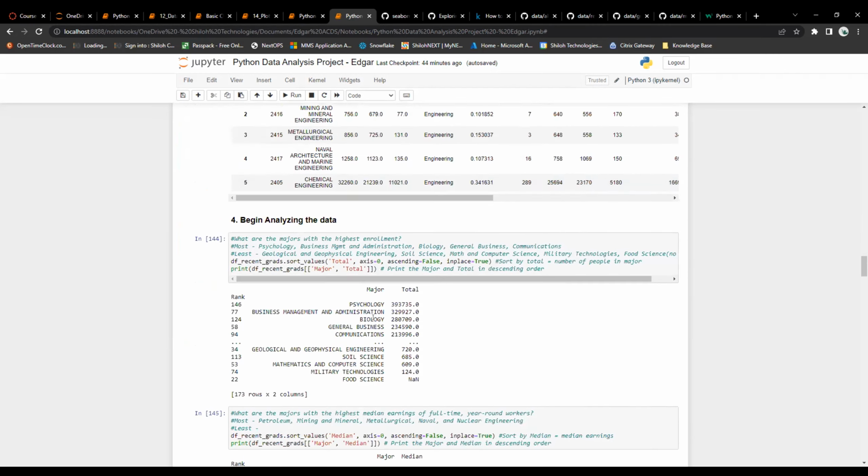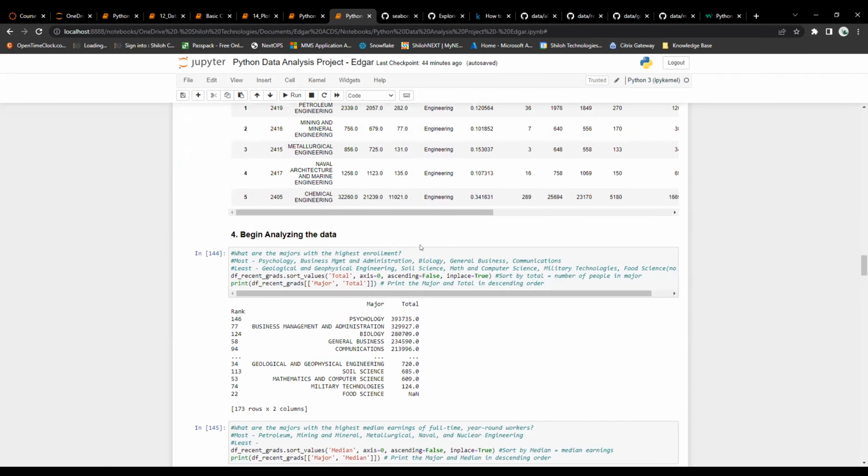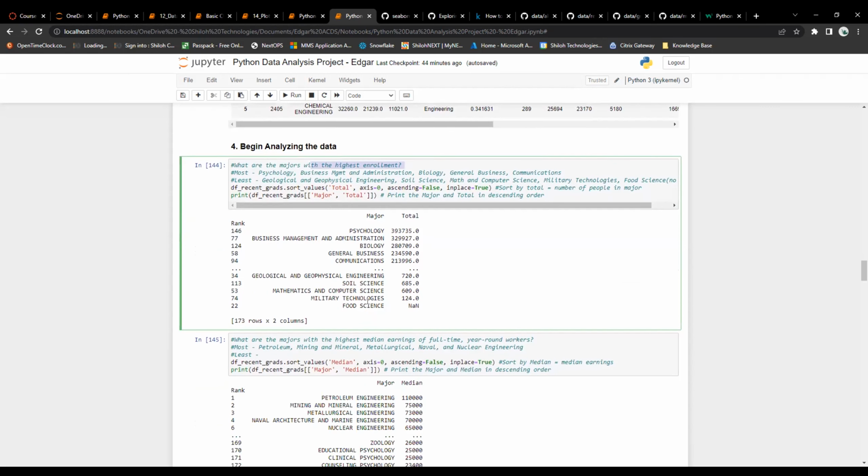So here I begin analyzing some of the things. Didn't really have a specific thing that I was wanting to look at. I just thought the data set was interesting, just to see what majors, how many people were enrolled in these majors, what was their median salary, just things like that. So here I sorted it by descending. Here it's actually the highest enrollments. So psychology has the highest enrollments, followed by business administration, biology. This is the tail section. So which ones have the lowest enrollments?